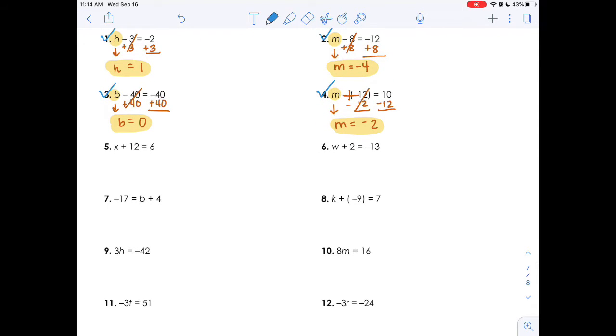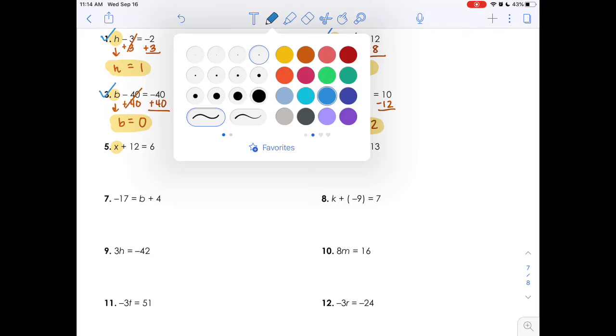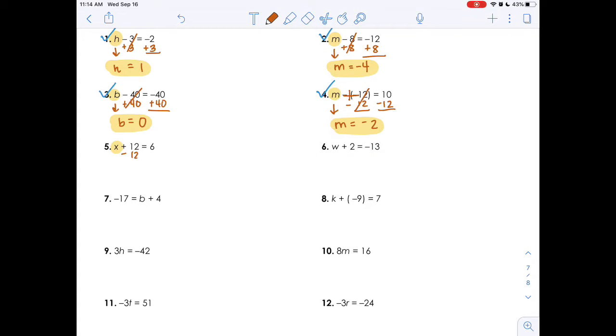Number 5 says x plus 12 equals 6. My variable is x. If I'm adding 12, the inverse of adding 12 would be to subtract 12. 12 minus 12 is 0, which is what I want, leaving me with the x. But if I subtract 12 there, I have to also subtract 12 over here. 6 minus 12 is negative 6.